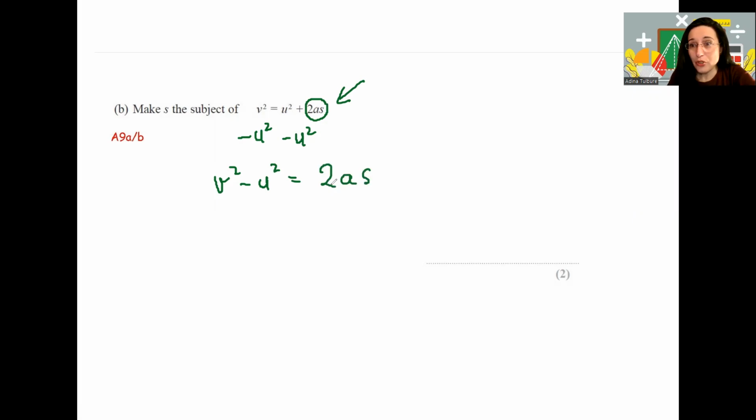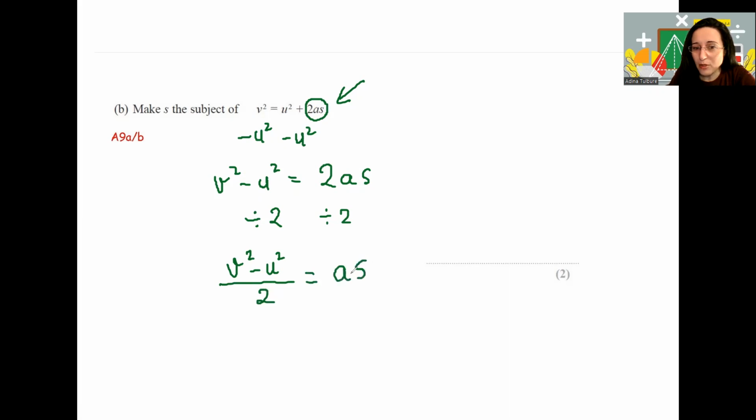Okay, what do I do? What do I need to do now? I need to divide. I'm going to divide first by 2, to make it easier for you to understand and to follow. v squared minus u squared over 2 will equal as. Don't forget, that's a multiplication here, a times s. So now, if I want to isolate s, I'm going to divide by a on both sides.